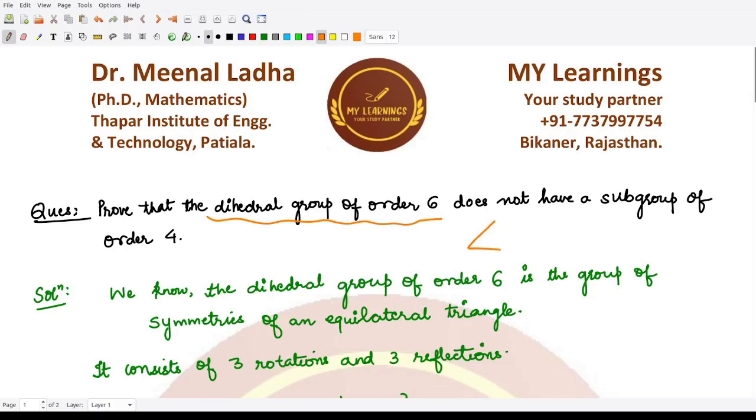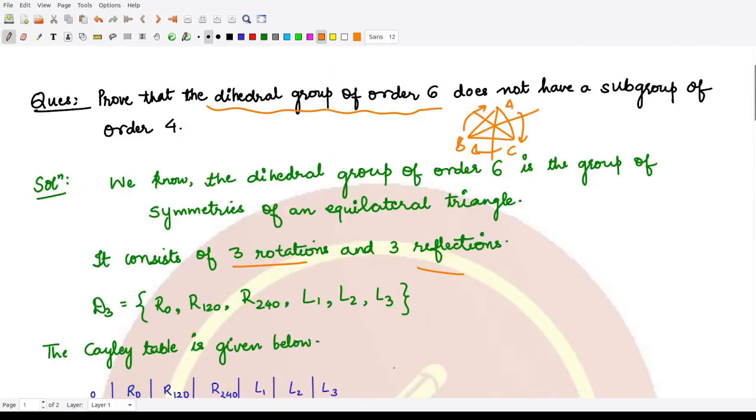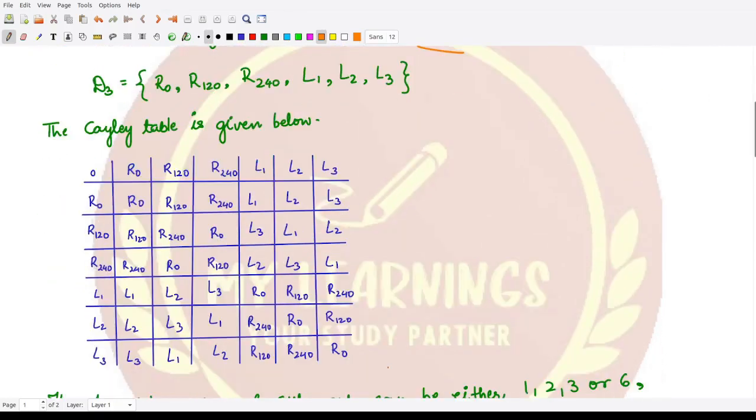So we had this triangle, if we call it A, B, C, you can either rotate it by 120 degrees or 240 degrees and then by 360 degrees, which is 0 degrees. And you can take the reflections along these three lines of this triangle, correct? So corresponding to this, we have 3 rotations and 3 reflections: R0, R120, R240, L1, L2, L3. For this D3, we have already constructed its Cayley table.